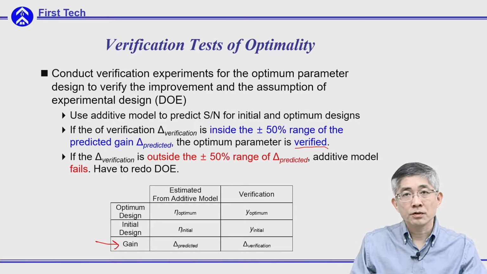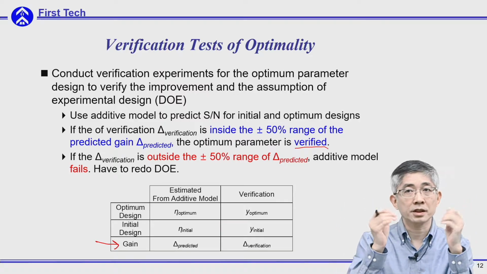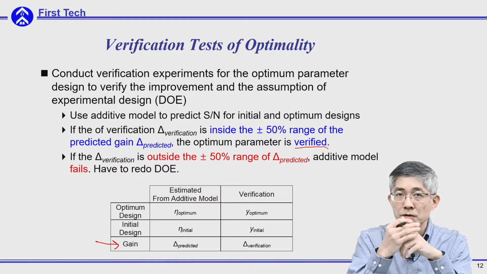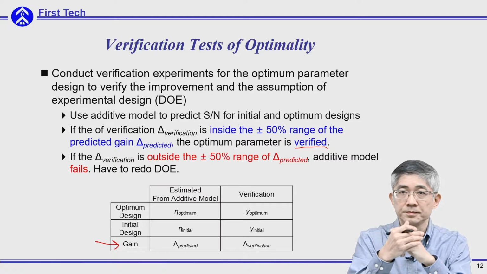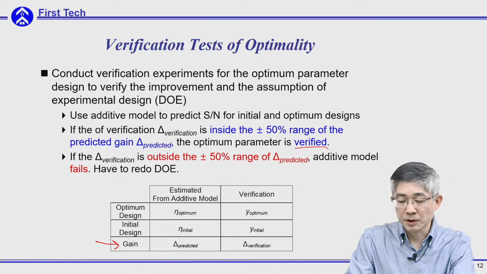However, if your verified result is outside 50% of the predicted result, we will say that your adaptive model failed to estimate the SN ratio of the factorial experiment. So you need to redo the design of experiment.